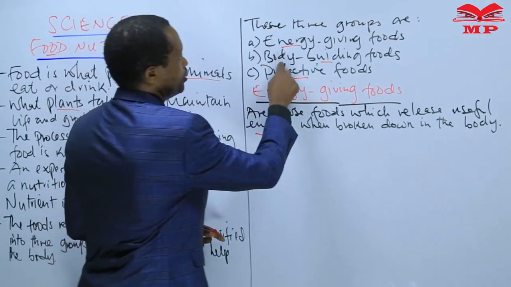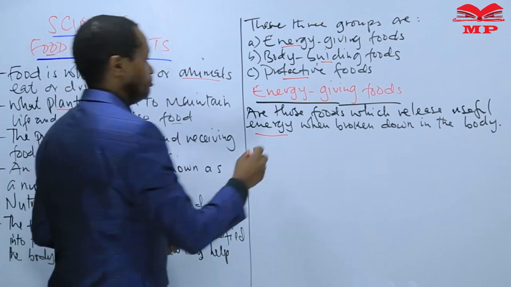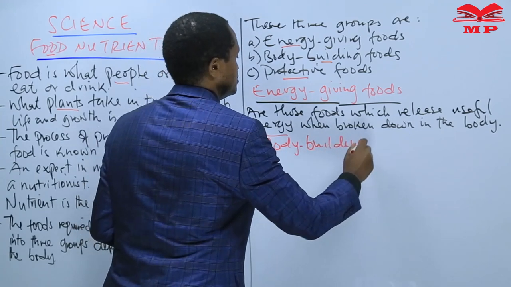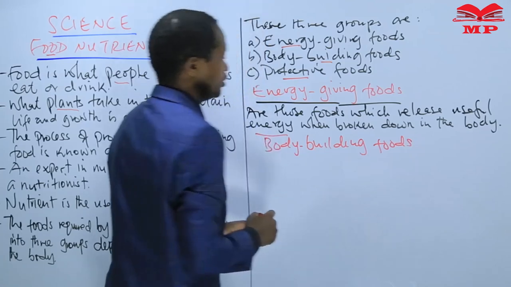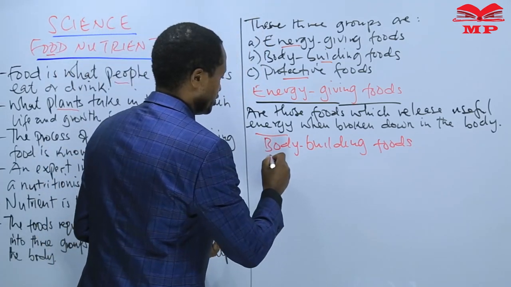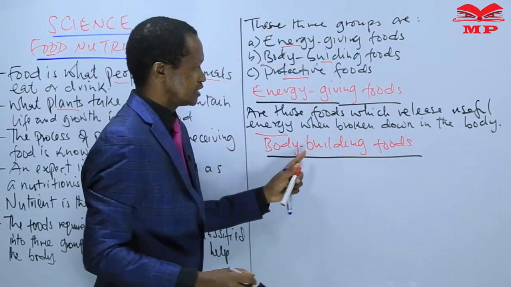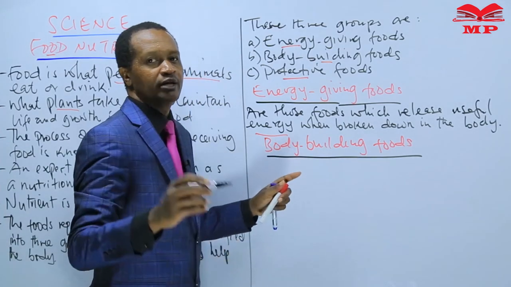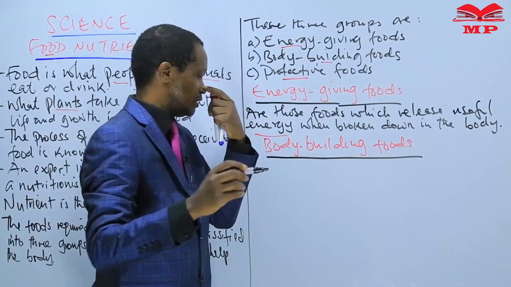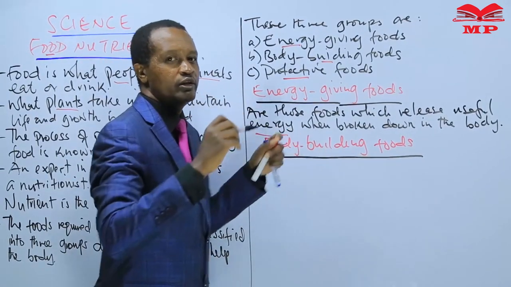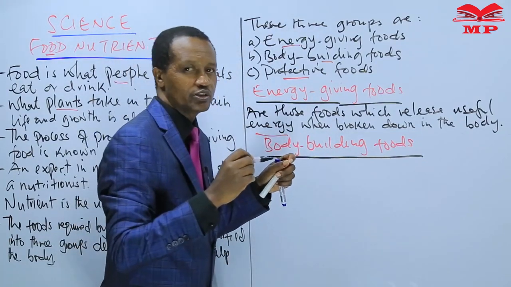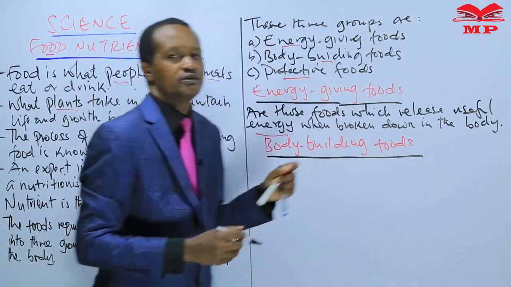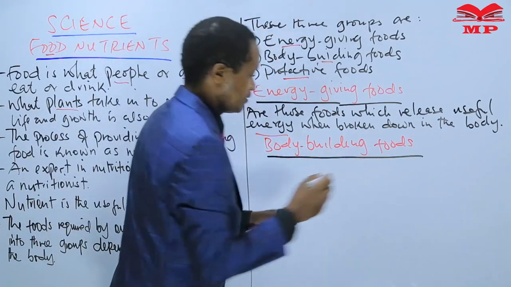Then learners, we have body-building foods. Even the name helps us understand. These are foods that help to build the body. The best way to put it is to say these foods help the body to build new cells, for growth and repair.